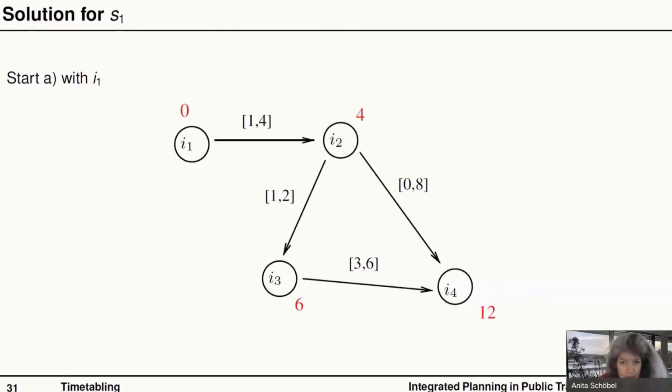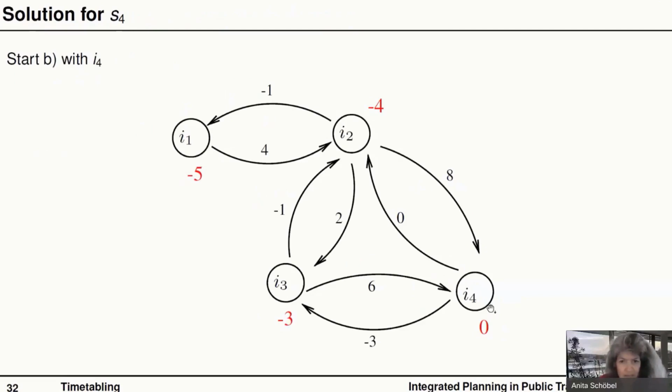This is easy, and I want to show you that it would also be the same if we started with I4. So we can start with any node here. And the question now is, we need not get the same timetable, we can get another one. And I just want to show you, if you start with I4, you have to be a bit more careful when computing the shortest paths.